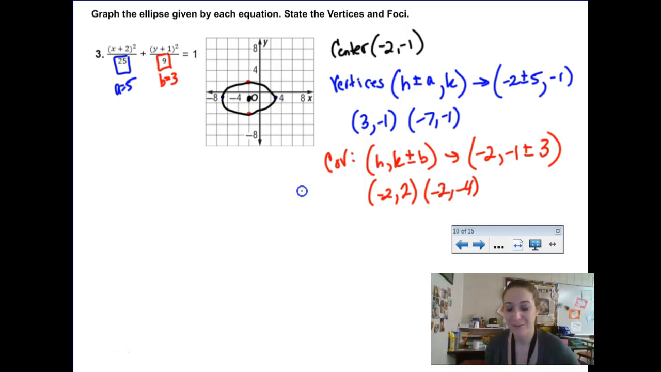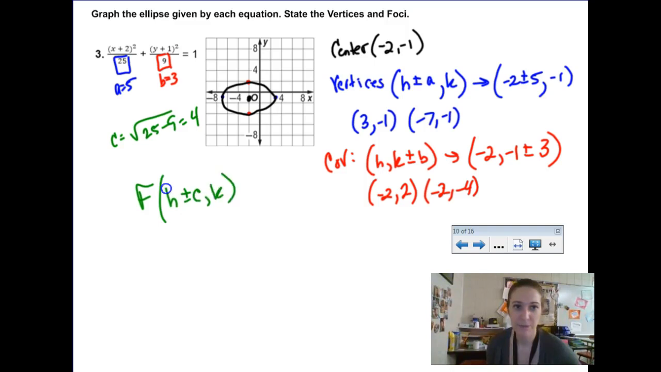Okay, what's the location of our foci? So, for a horizontal ellipse, oh, we need to find C real quick. So, C is the square root of 25 minus 9. Square root of 16 is a 4. So, for a horizontal ellipse, the foci are located at H plus and minus C, comma K. So, for our ellipse, H again, -2 plus and minus 4 units. And then we're going to stay at -1. So, the 2 ordered pairs for the foci are 2, -1, and -6, -1.